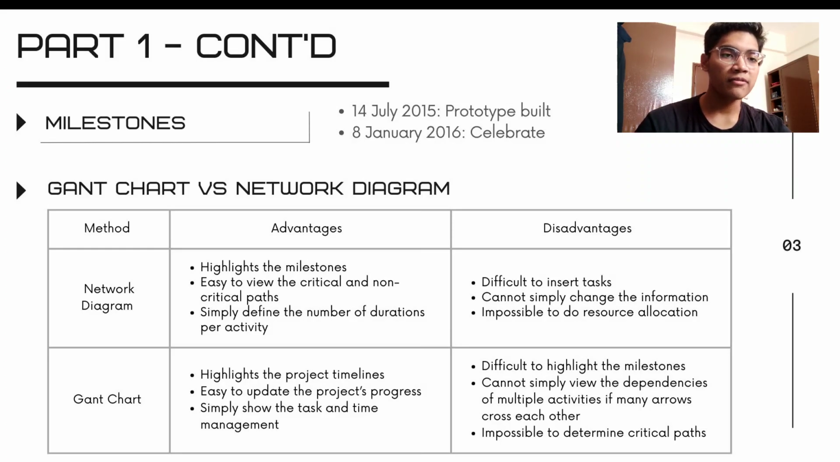For the network diagram, the advantages are that it highlights the milestones, makes it easy to view the critical and non-critical paths, and simply defines the number of durations per activity. The disadvantages include that it is difficult to insert tasks, the information cannot be simply changed, and it is impossible to do resource allocation. For the Gantt chart, the advantages are that it highlights the project timeline, is easy to update the project progress, and simply shows the tasks and time management. Disadvantages include difficulty highlighting the milestones and not being able to easily view the dependency of multiple activities if many arrows cross each other.